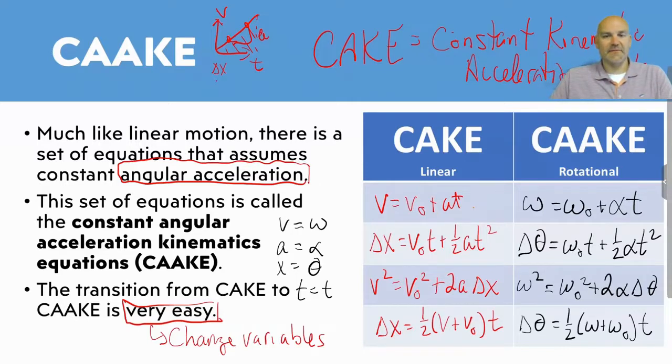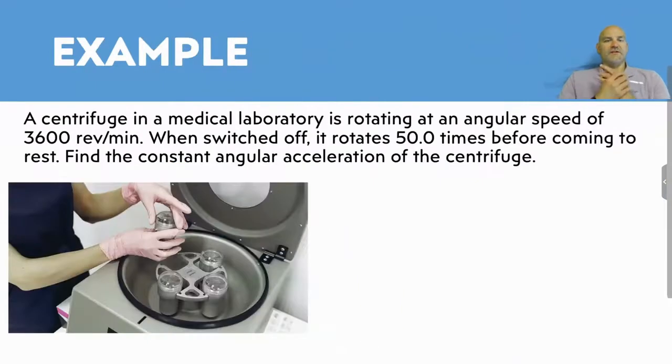Okay, so let's look at an example problem. A centrifuge in a medical laboratory is rotating at an angular speed of 3,600 revolutions per minute. When switched off, it rotates 50 times before coming to rest. What is the constant angular acceleration of the centrifuge?